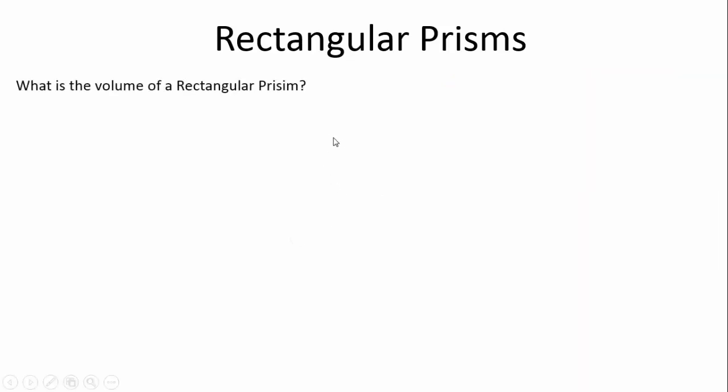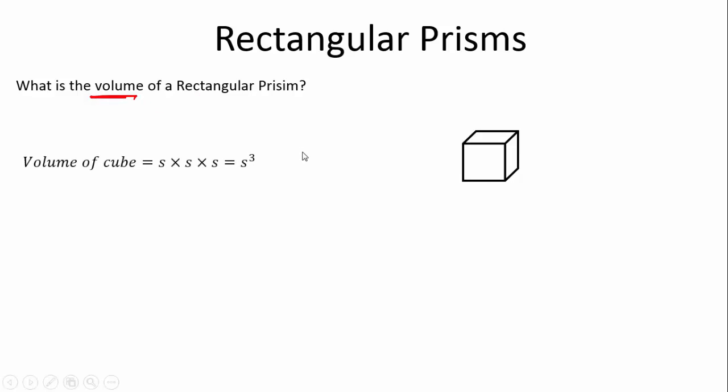Okay, let's look at the volume of a rectangular prism. Remember, we don't say area anymore, we say volume, as in a volume of water. So we have our volume of a cube, which is S times S times S, and those are these three S's. And this creates the volume of a cube, which is S cubed. That's the volume of a cube.